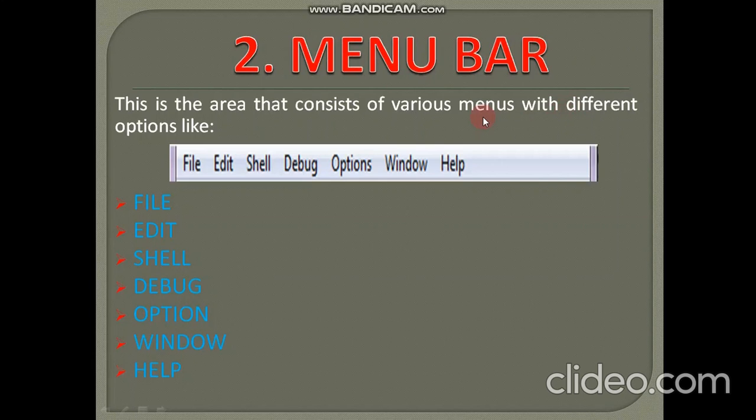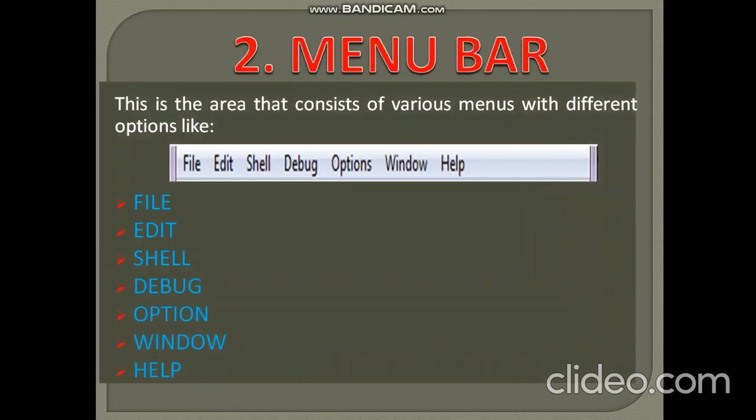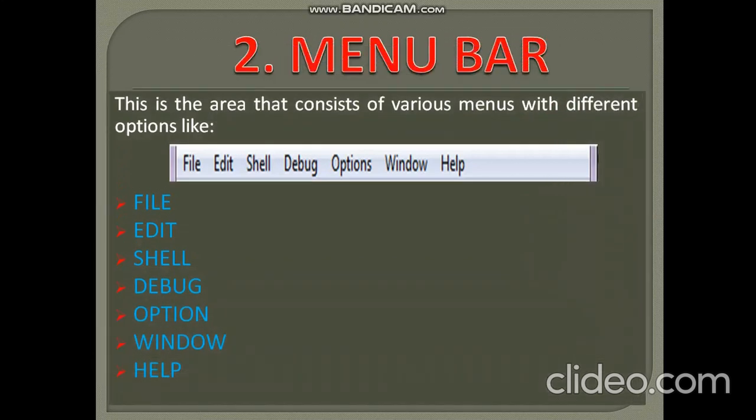Now next one is menu bar. This is the area that consists of various menus with different options like file, edit, shell, debug, options, window, help. So one by one we will study these sub tabs.